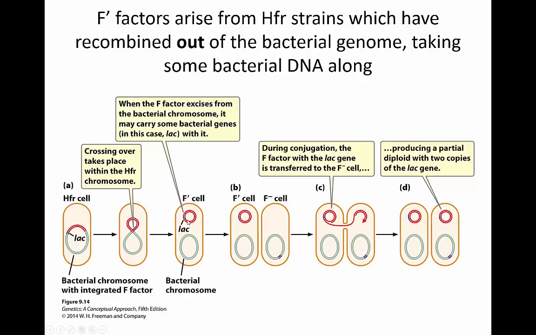When this gets conjugated into an F- cell, you can end up with a cell that is called a partial diploid. Normally in bacteria, we just have one of each gene. In this particular cell, there's two of that purple gene, one that is harbored on the bacterial chromosome, the other one that got put onto that F plasmid.